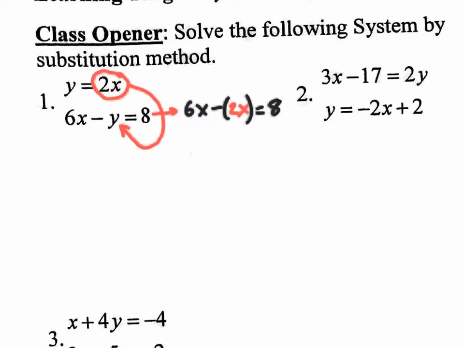And now we solve the equation by either doing distributive property and combining like terms, but there is no distributive property, but there is combining like terms. This is 6x take away 2x. So that's really just 4x equals 8, which means if you divide by 4 on both sides, x equals 2.